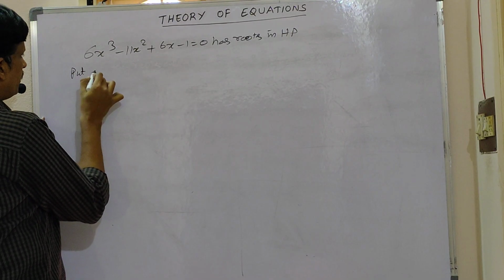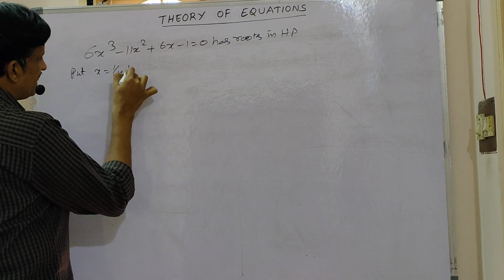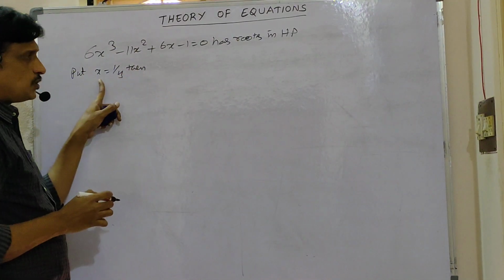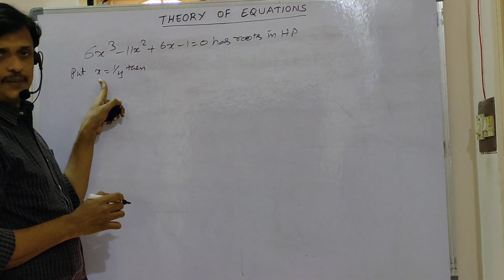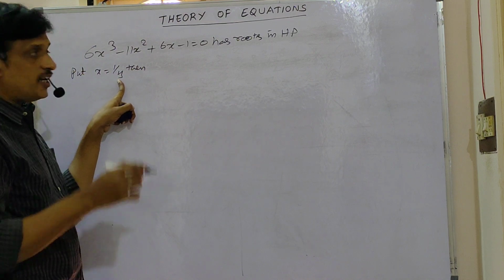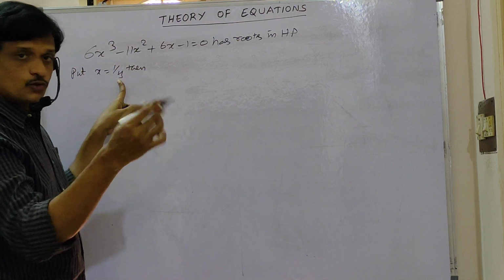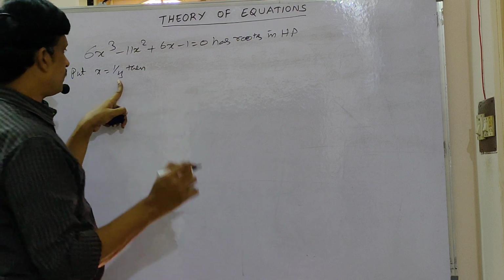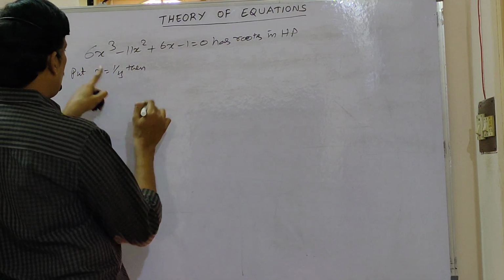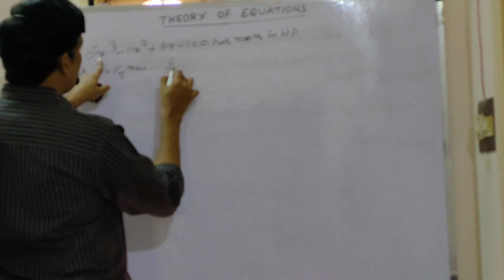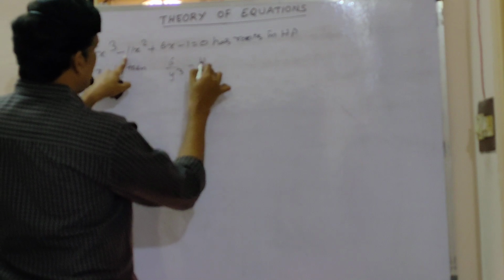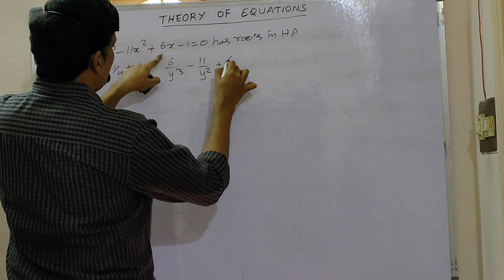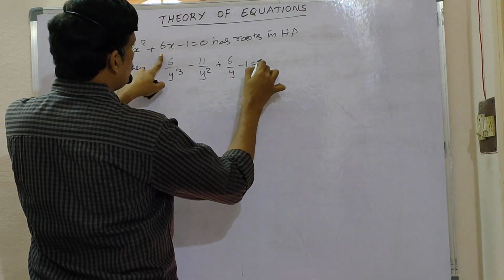So for this type of problems, simply put x is equal to 1 by y. Then x values are in harmonic progression means y values are in arithmetic progression. That means if you put x equal to 1 by y, then you will get 6 by y cube minus 11 by y square plus 6 by y minus 1 equal to 0.